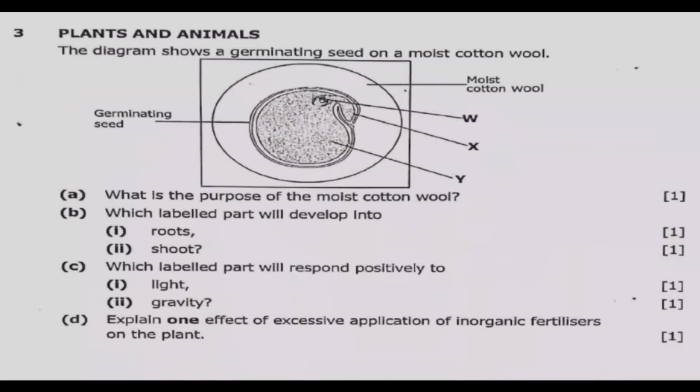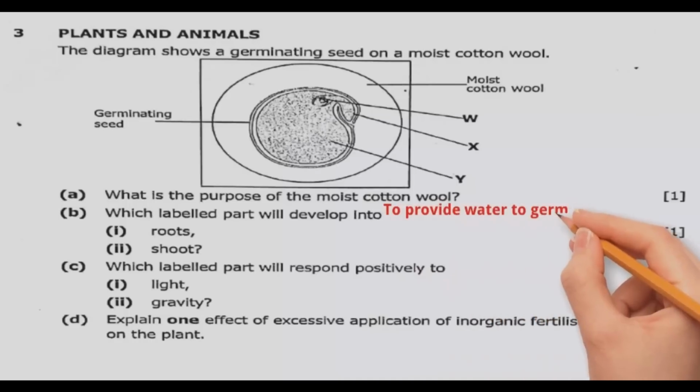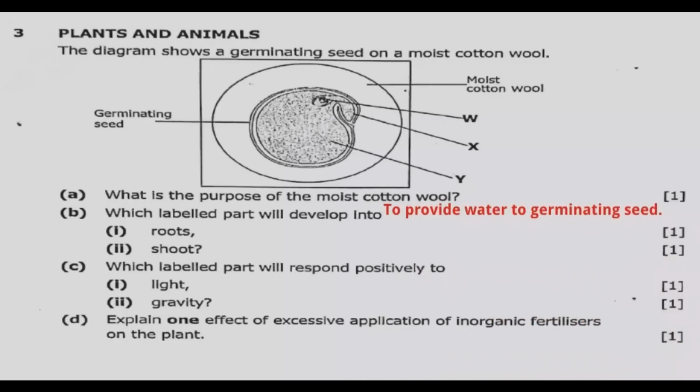Question number 3 comes from the topic of plants and animals. The question is, the diagram shows a germinating seed on moist cotton wool. So what you need to do is take time and study the diagram. Once I've done that, the next question, 3A, is what is the purpose of the moist cotton wool? The purpose of moist cotton wool is to provide water to the germinating seed.